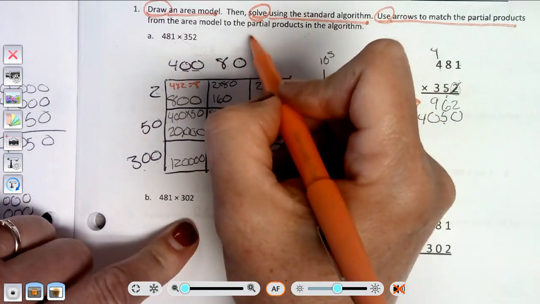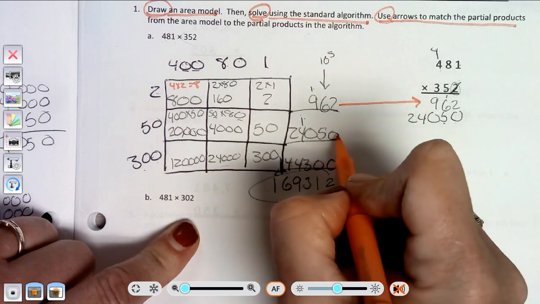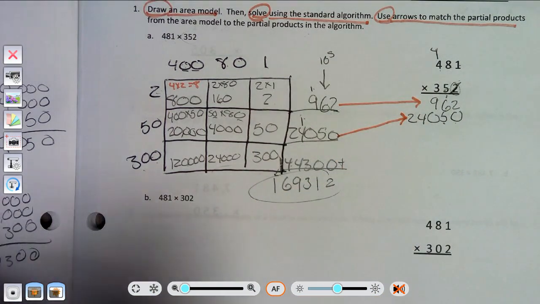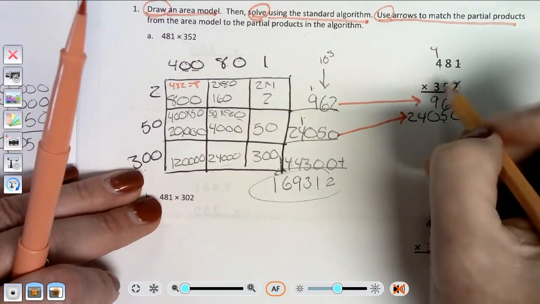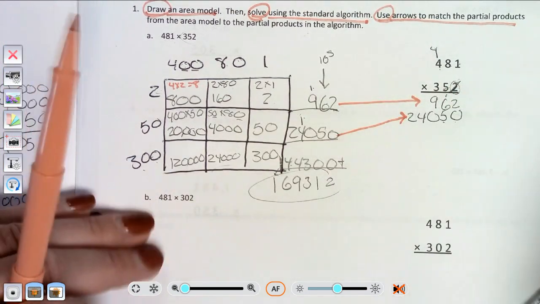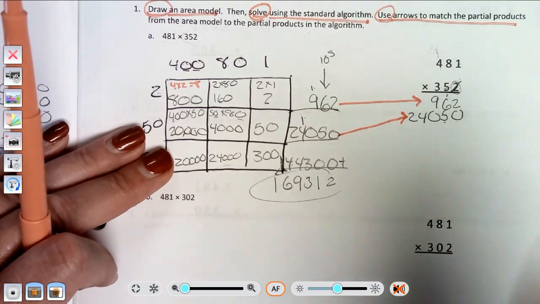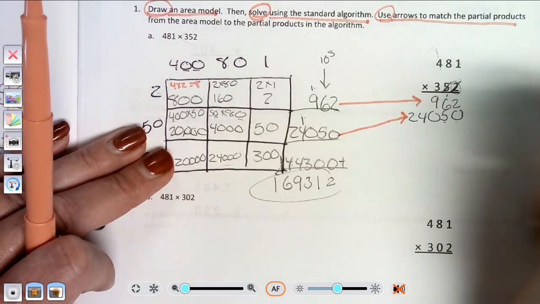Draw your arrows. See, remember we were supposed to draw arrows to match? Look at my partial product matching. This is how I know I was doing it correctly either way. Now I'm moving on to the hundreds place. So I'm done with this 4. I'm going to erase him because I don't want him to confuse my stuff. And I'm done using this 5.